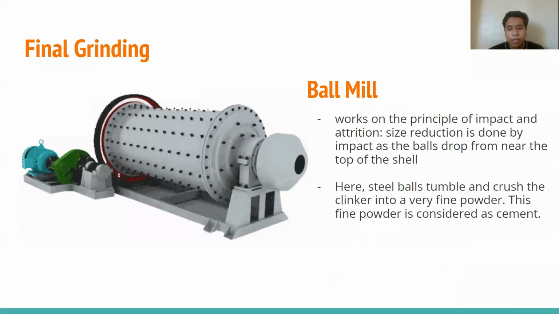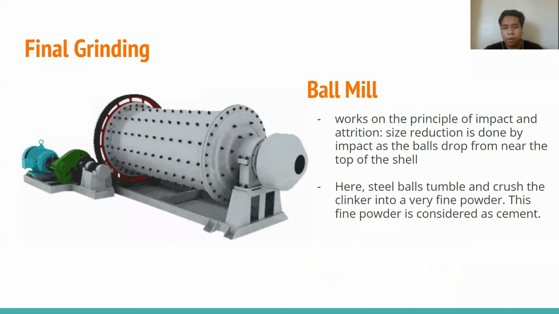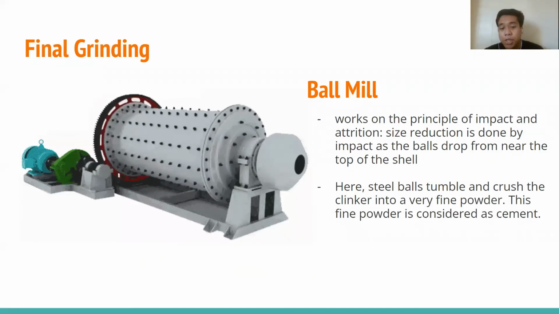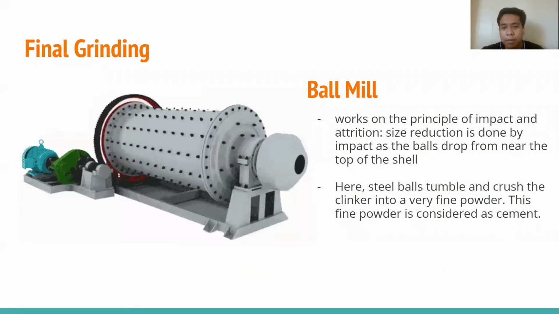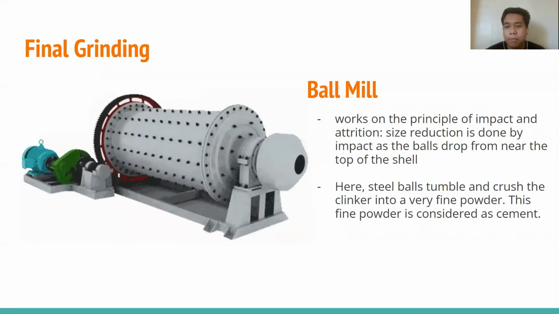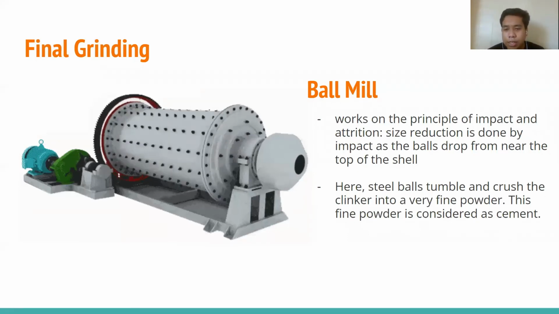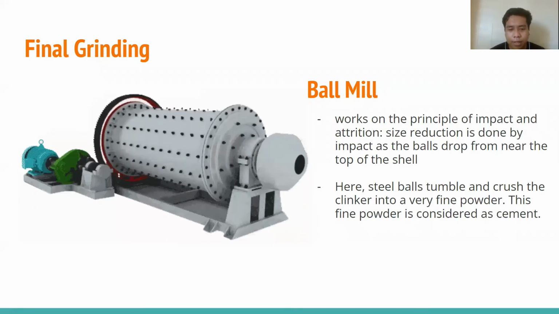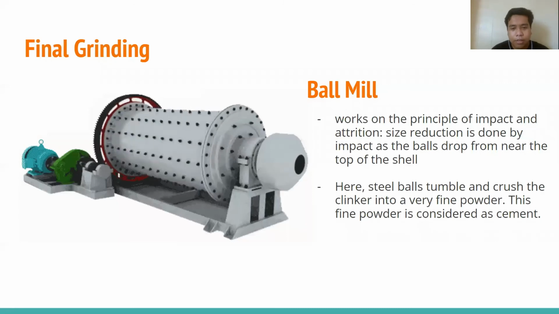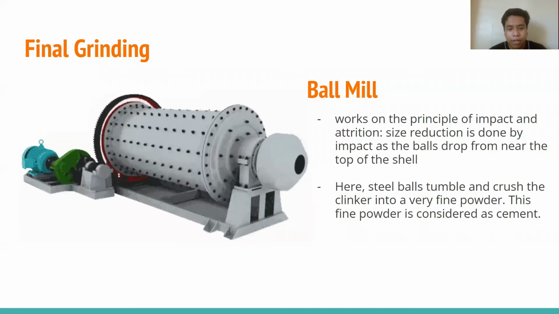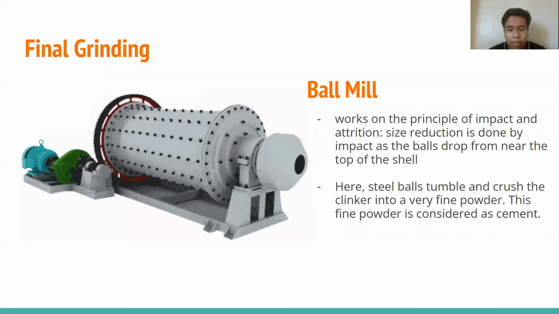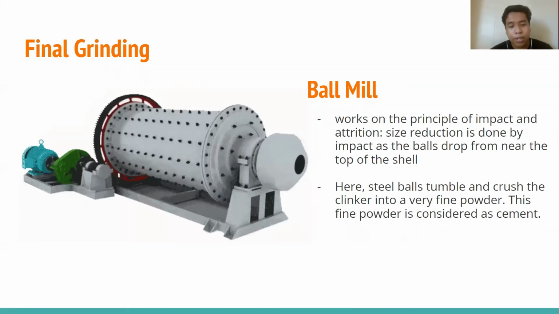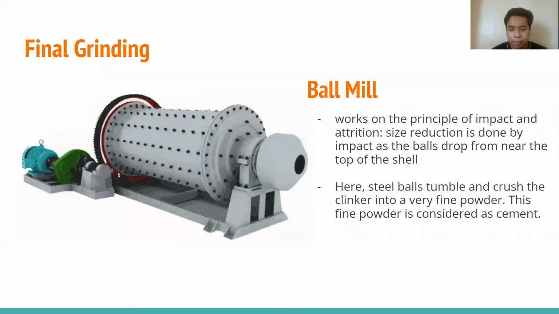After the cooling phase, the clinkers are loaded into a ball mill. The ball mill machine works by using steel balls to grind materials. It works on the principle of impact and attrition. Size reduction is done by the impact as the balls drop from near the top of the shell. Here, the balls will tumble and crush the clinkers into a very fine powder. Gypsum is then added to the mix in small percentages. The resulting powder is then considered as cement.